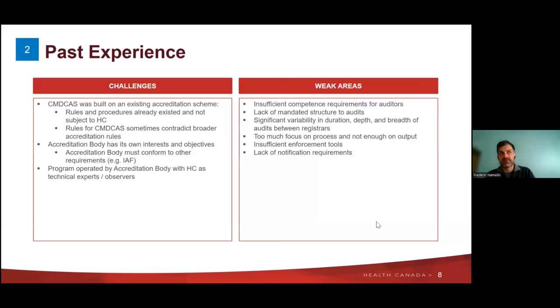We also found that our old program didn't have many enforcement tools to change the behavior of auditing organizations where we ran into challenges. And there was a lack of notification requirements. One of the features we have in MDSAP, which is very important as a regulator, is that we get these preemptive notifications to let us know that there's a problem with a particular manufacturer. You might want to look into this. This did not exist under CAMCAS. And so we didn't have as much information to preemptively deal with or get ahead of potential post-market problems. That, again, was a weak area that needed to be addressed.